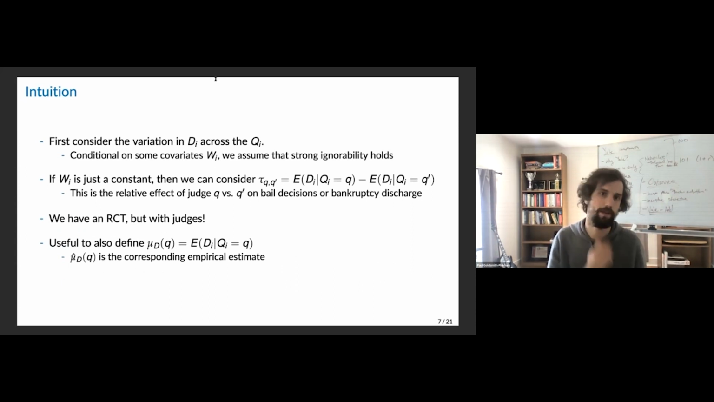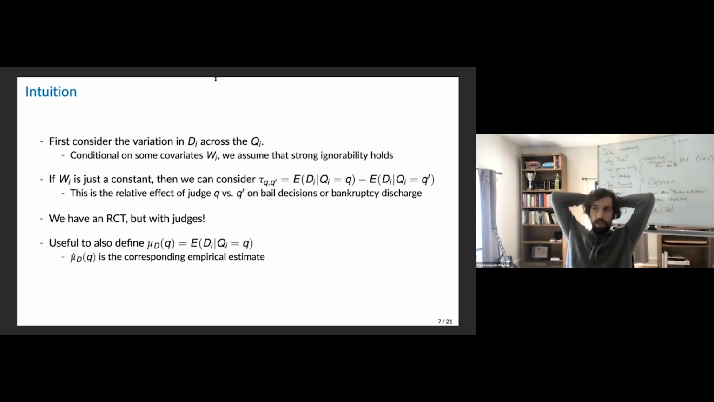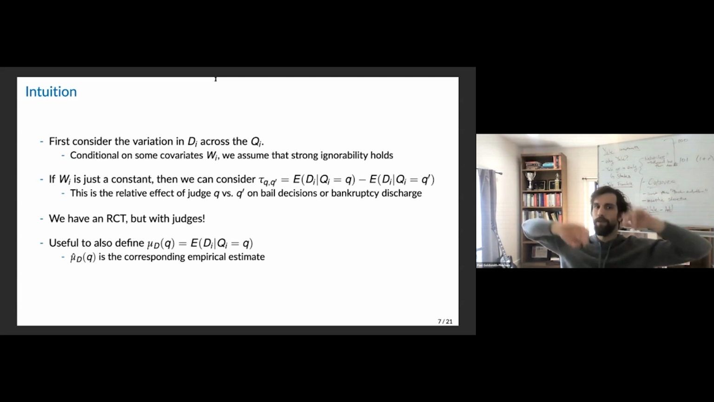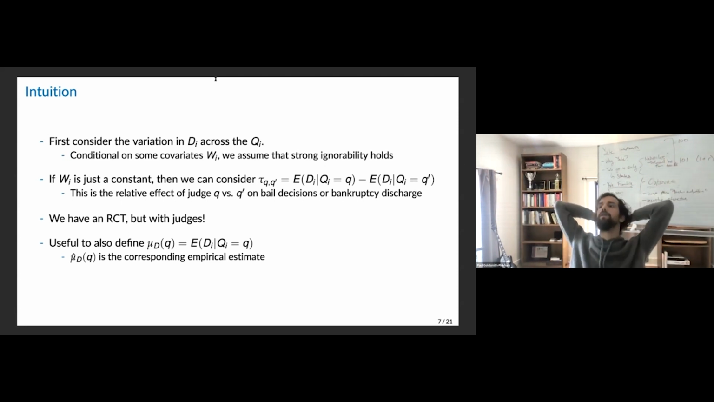So let's talk a little bit about the intuition here for thinking about D and Q and W and all these things. So we did all this notation here. Now let's just think about the variation in D across the Q. Q, remember, is the examiners. So basically, conditional on some covariates W, we're assuming that strong ignorability holds. We're kind of ignoring this problem. We're basically saying, look, this is randomly assigned. Let's just pretend it's a coin flip when you show up.